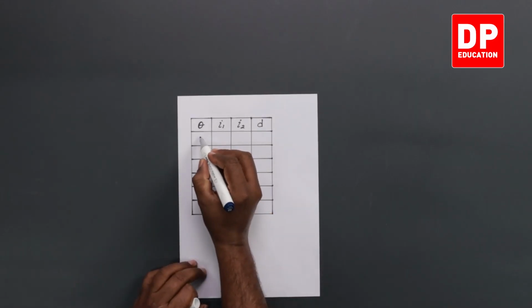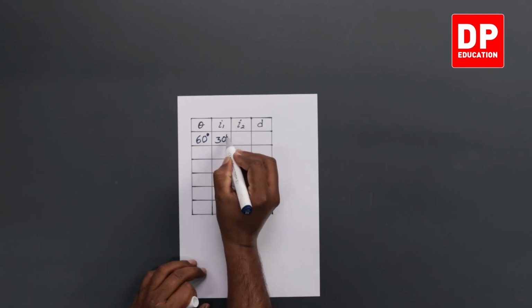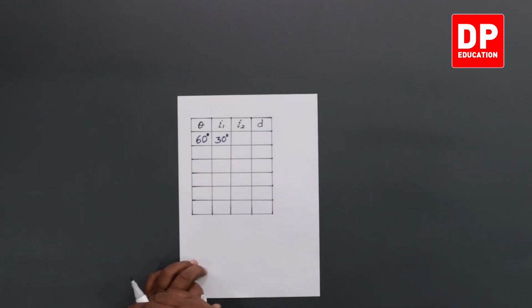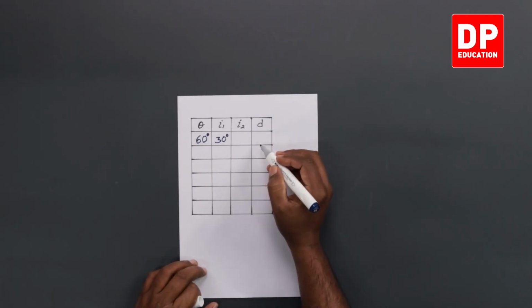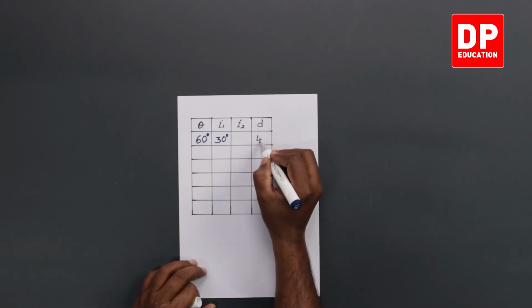Theta is the angle with the line that we have drawn, the angle with the border of the prism, that we took as 60 degree. If that is 60, I1 is the angle of incidence which we measure from the normal. So it has to be 90 minus theta, which is 30 degree. D we measured, it was 48 degree.